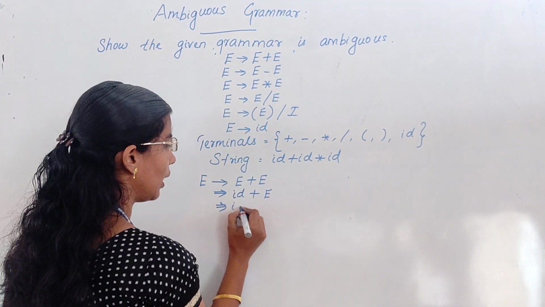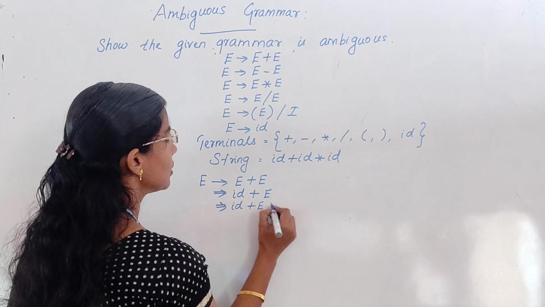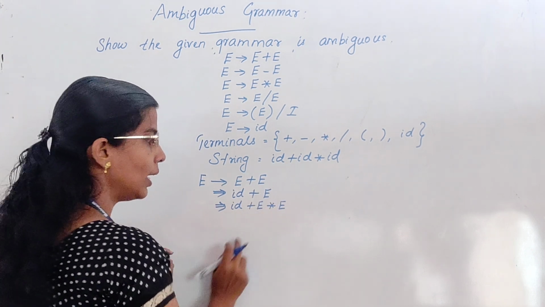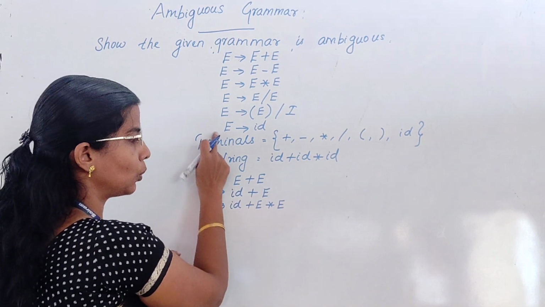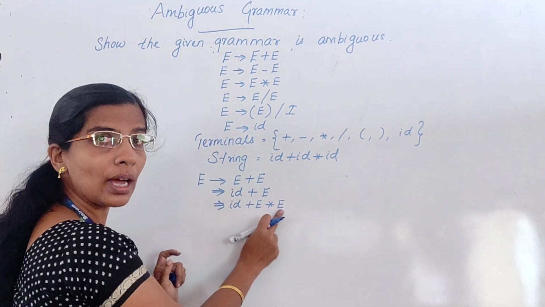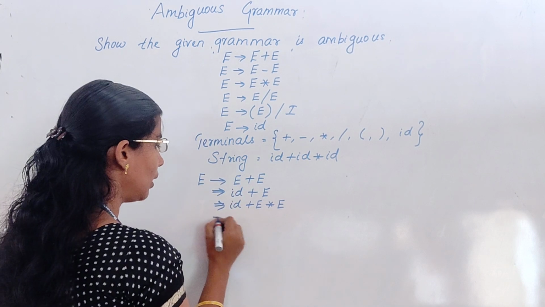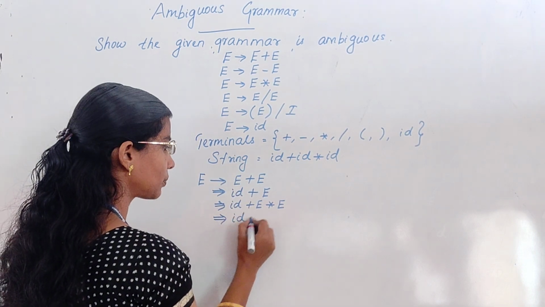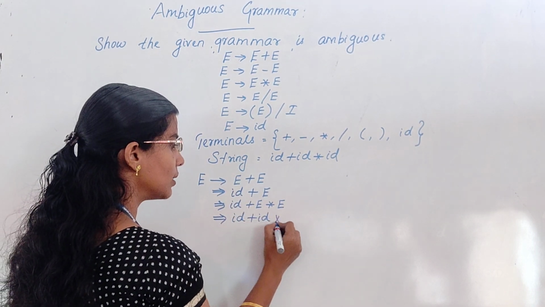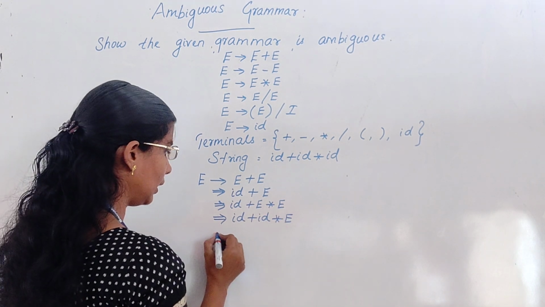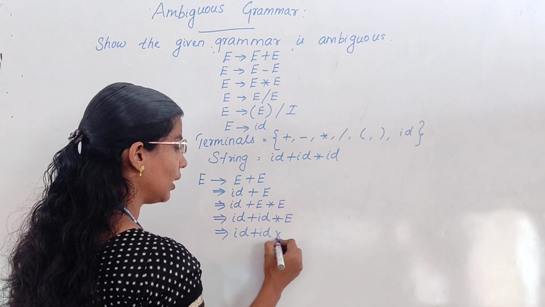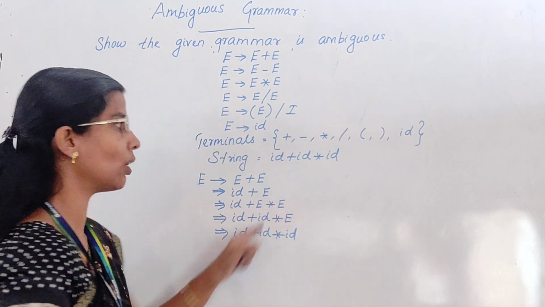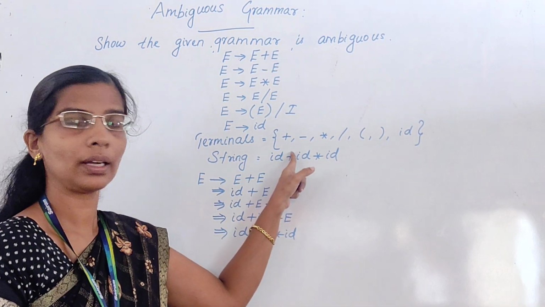Id plus E star E. Next, the leftmost E I will replace with the last rule, and this last E I will replace with the last rule one by one. Id star E, and here also it is id plus id star id. We got a string. Right?